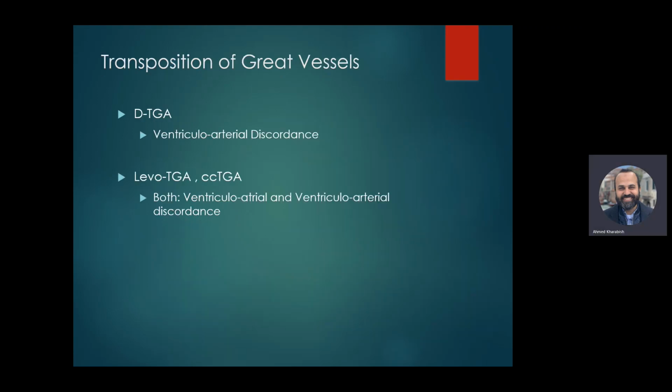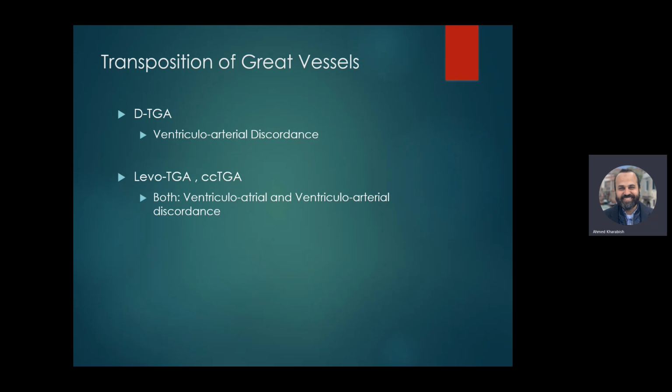Yeah, TGA is a kind of complex analysis. There is a large spectrum of TGAs with VSDs, without VSDs. Try to go through the simple forms of TGAs. There are two forms of TGAs, right? There is the DTGA and LTGA. And there are two different separate entities.